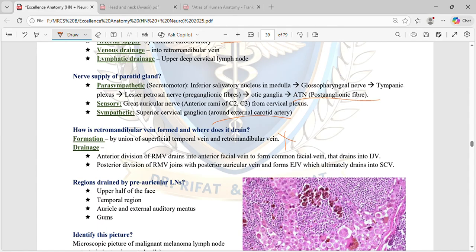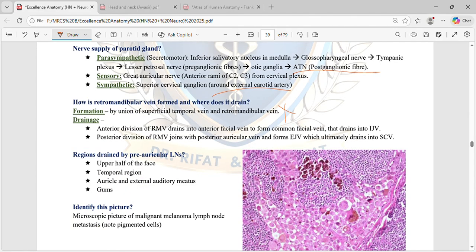the retromandibular vein. So how is it formed? It is formed by the superficial temporal vein and the maxillary vein, and these combine to form the retromandibular vein. The retromandibular vein has an anterior division, which drains into the anterior facial vein to form the common facial vein that drains into the anterior jugular vein, and the posterior division of the retromandibular vein joins the posterior auricular vein and forms the external jugular vein, which ultimately drains into the subclavian vein.